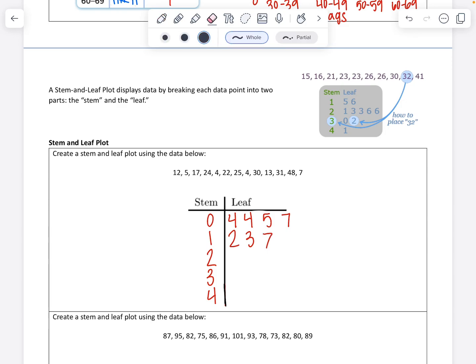Okay, then we do the 20s. So 24, 22, 25. So 22, it would just be 2. A 4 would represent 24, and then a 5 would represent 25. Then for our 30s, we just have a 30, so I'm going to put a 0 right there. That would represent 30. And then lastly, we have in the 40s, and that would just be 48, so I'd put an 8 right there. I'm going to cross these off, make sure I have all of them written down.